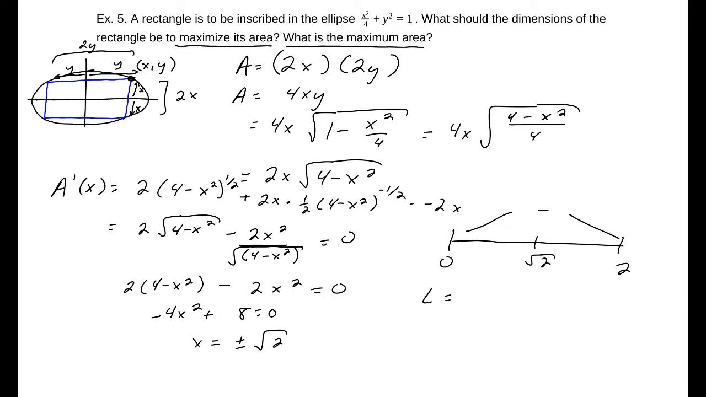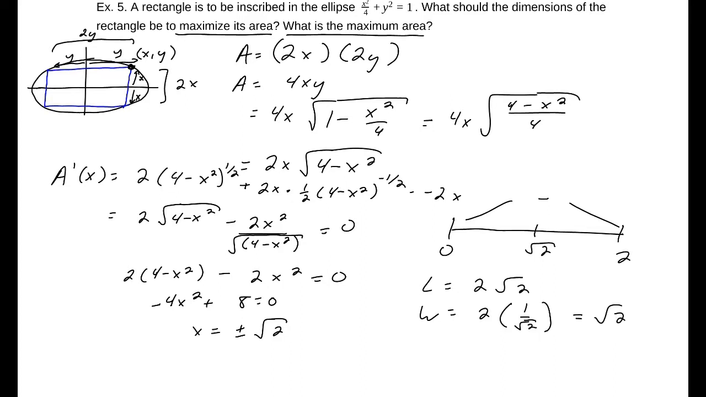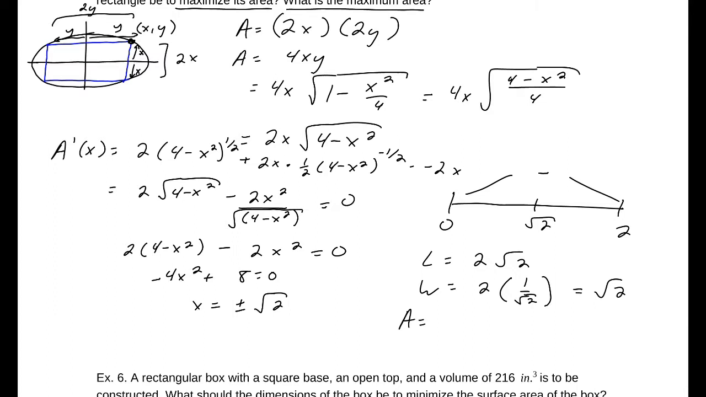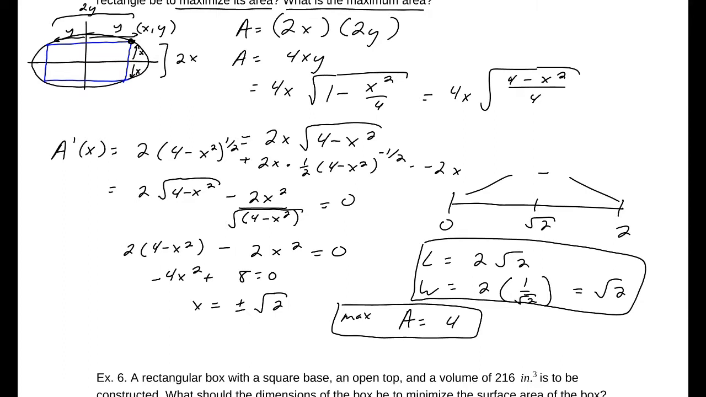So our length is 2 square root of 2. Our width is 2 times 1 over square root of 2. Okay, by evaluating that in there, that's the square root of 2, which means that our maximum area is 4. So we have a maximum area of 4 at a length and a width given there.